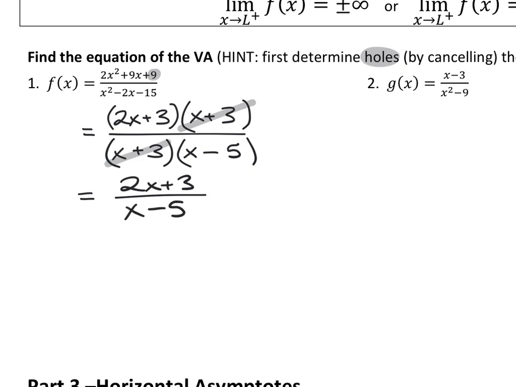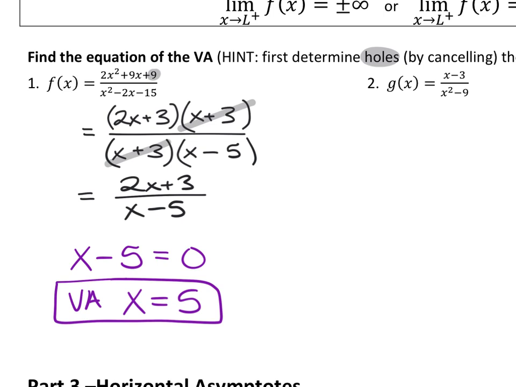So we've done the first step. It said cancel out, get rid of the holes. Then all you have to do is set the denominator equal to 0. How do you solve for x here? Plus 5 on both sides. Easy peasy. So my vertical asymptote for this graph is at x equal to 5. And I'm done.